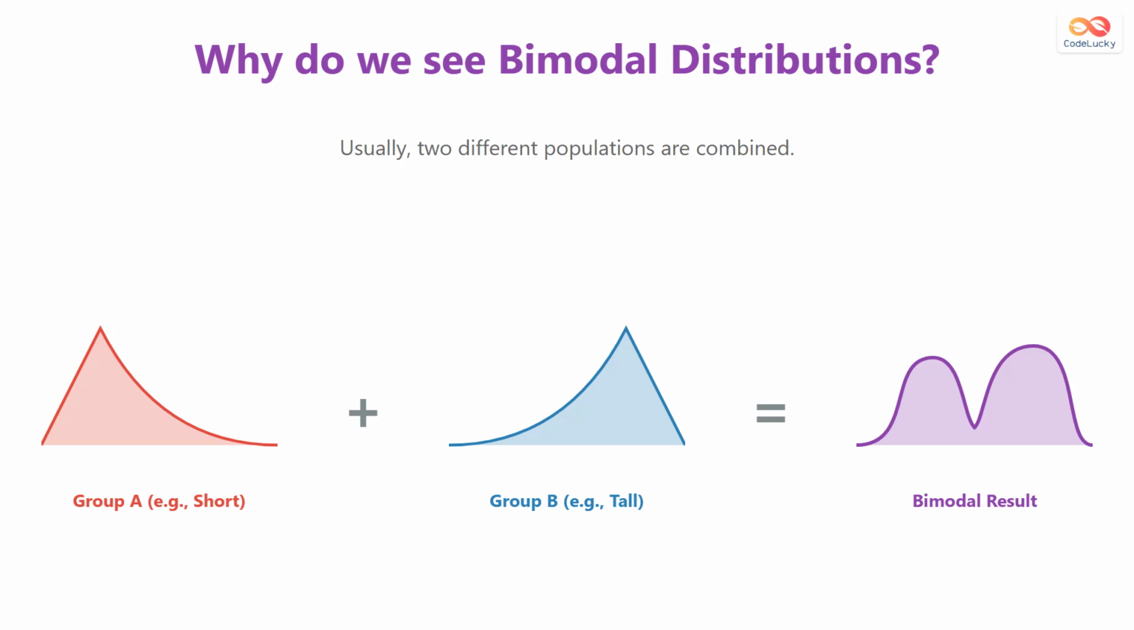So, why does this happen? Usually, a bimodal distribution suggests that two different groups or populations have been combined into one dataset. For example, if you plotted the heights of both men and women on the same graph, you might see one peak for the average female height and another peak for the average male height.